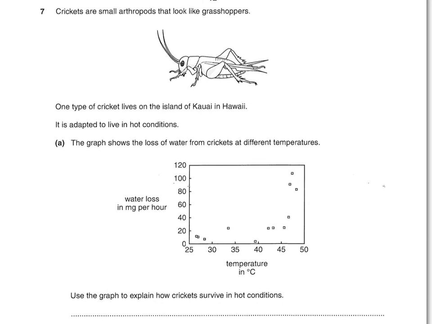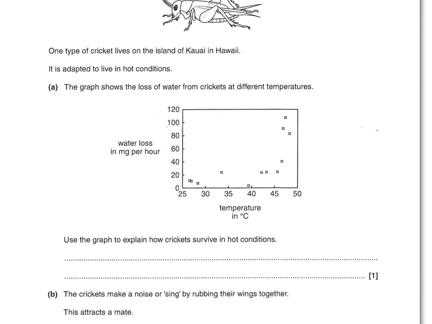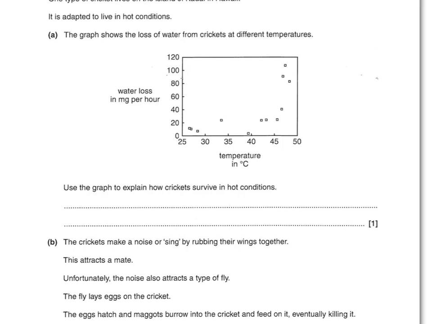Crickets are small arthropods that look like grasshoppers. One type of cricket lives on the island of Kauai in Hawaii. It is adapted to live in hot conditions. The graph shows the loss of water from the cricket at different temperatures. Use the graph to explain how the cricket survives in hot conditions. So this mark is for the idea that more water is lost cooling down the insect at higher temperatures. But if you put sweating, that would not get you the mark.